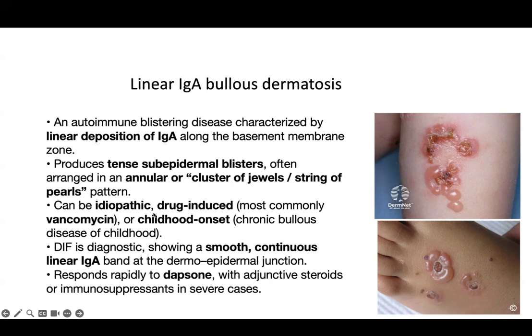And it can be idiopathic or drug-induced. A typical drug that could induce it is vancomycin. And there is also a variant that occurs in childhood. We call it chronic bullous disease of childhood. It has the same presentation histologically, and can have the same string of pearls presentation clinically. And DIF will show IgA deposition, and it has an excellent response to dapsone usually.